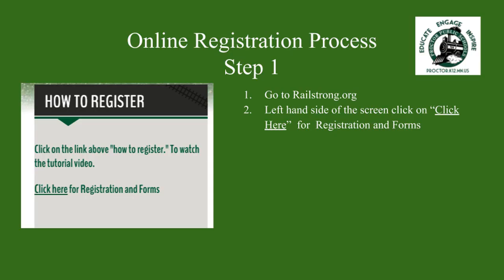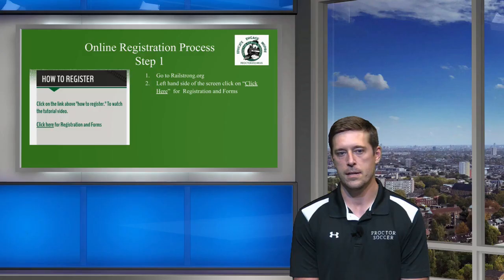Step one, you're going to go to railstrong.org. On the left-hand side, there's a click here button, as the picture shows. Please click on that.